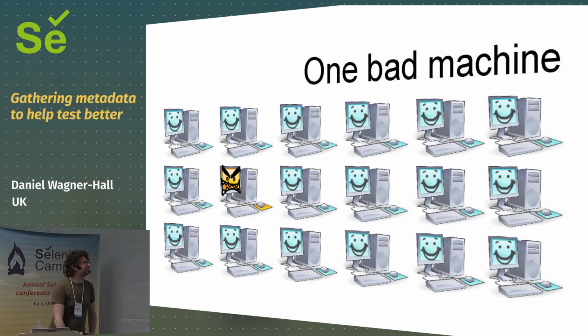Another thing that we find from time to time is one machine is bad. One machine just fails tests more often than others. Maybe it has some bad RAM, maybe it has a dodgy CPU cache, maybe it's just voodoo, who knows. But every now and then you run into a machine that causes more problems than it should.